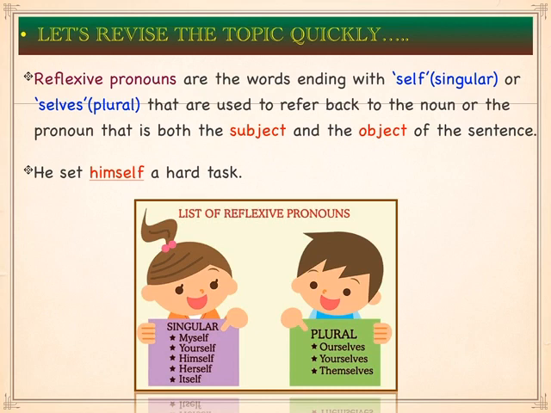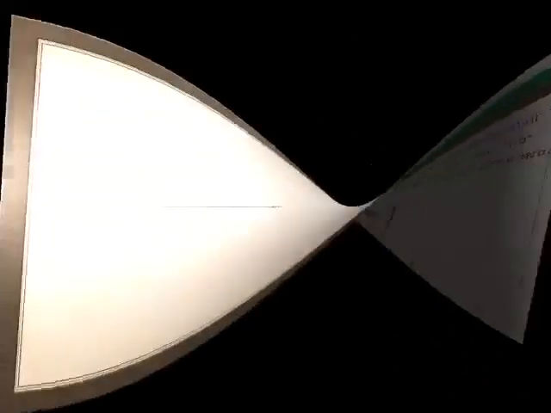And for plural number, the reflexive pronouns used are first person ourselves, second person yourselves, and third person themselves. In third person, we use themselves whether the noun or pronoun is masculine, feminine, or neuter gender. And also notice one more thing, that in plural form we use selves for reflexive pronouns. Let's check the exercise which I gave you in previous video.